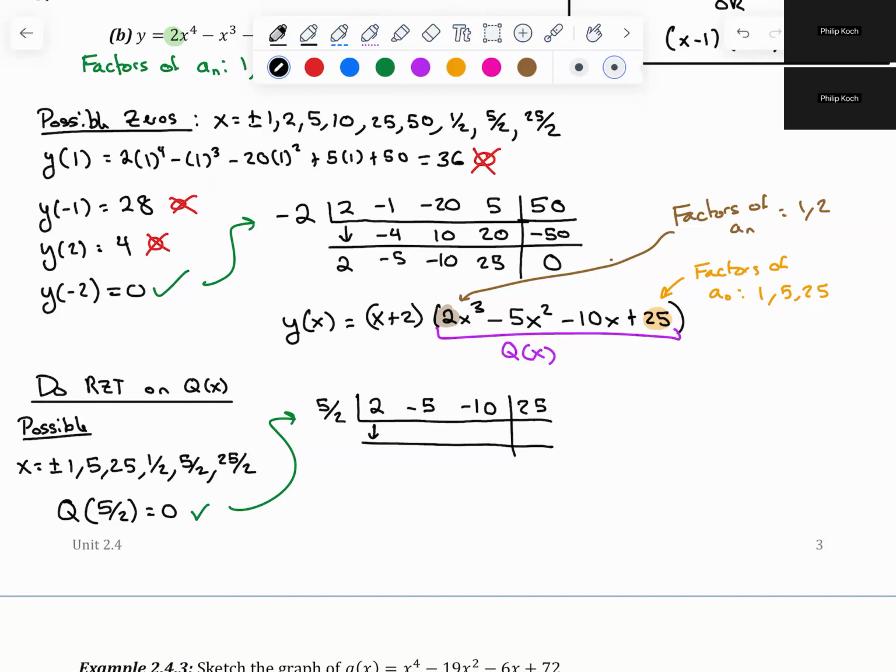So bring down the 2. 5 halves times 2, that's just 5. And -5 plus 5, that's 0. 5 halves times 0, that's 0. -10. And then 5 halves times -10, the half and the 10 cancel, you just get a 5, you get -25. But you can use a calculator. Please do so if you want.